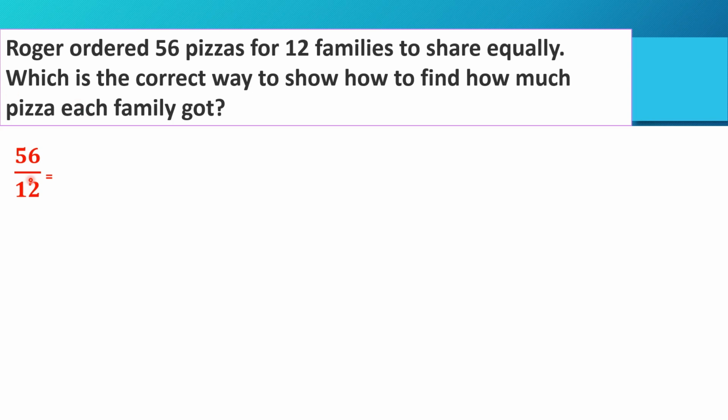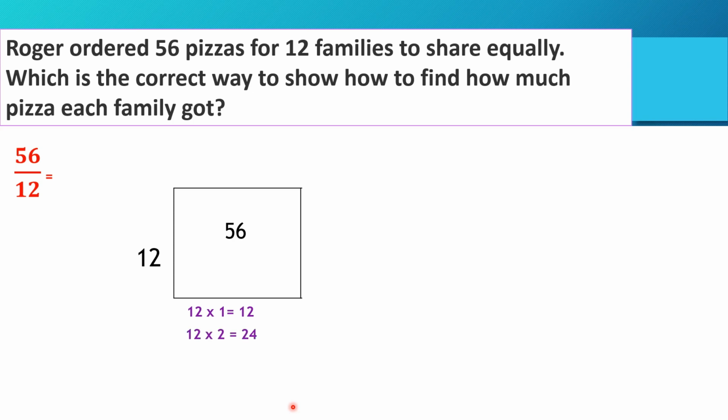Now that you have done that, then you would use your area model. So you draw your area model there and you're going to be dividing 56 by 12. So we're going to try to see how many groups of 12 we can get in 56. So we can just do our times table by saying 12 times 1 equals 12, 12 times 2, 24, 12 times 3, 36, 12 times 4, 48. And we keep on going because all these numbers are less than 56. So we keep going. 12 times 5 equals 60.